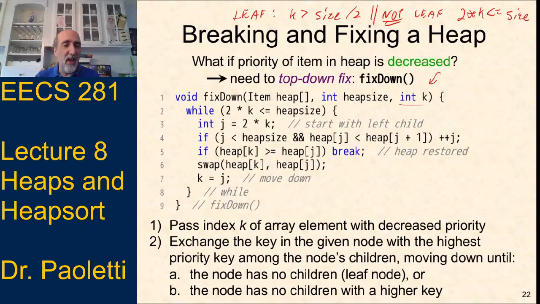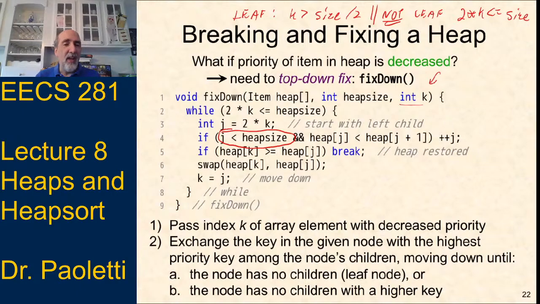All right, now let's check out line 4. Line 4 says if j is less than heap size and heap sub j is less than heap sub j plus 1. Well, if j is the left child, then j plus 1 would have to be the right child. But what if the right child doesn't exist? That's what the first part is doing. This j less than heap size is saying if you have a right child. Because if j was equal to heap size, then it would be the only child. But if j is less than heap size, there must be a right child. So that's what that line is saying.